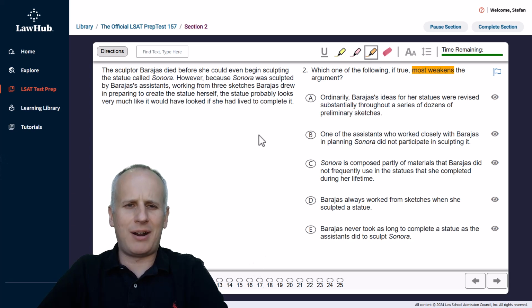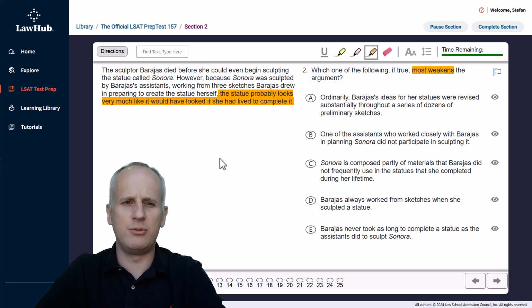The sculptor Barajas died before she could even begin sculpting the statue called Sonora. However, because Sonora was sculpted by Barajas's assistants, working from three sketches Barajas drew in preparing to create the statue herself, the statue probably looks very much like it would have looked if she had lived to complete it.